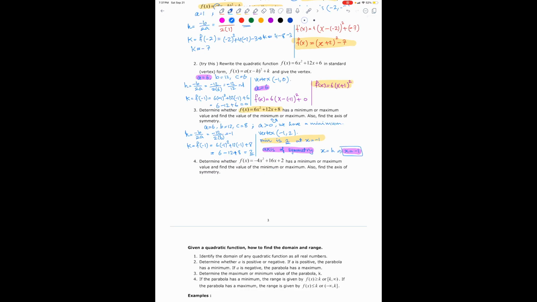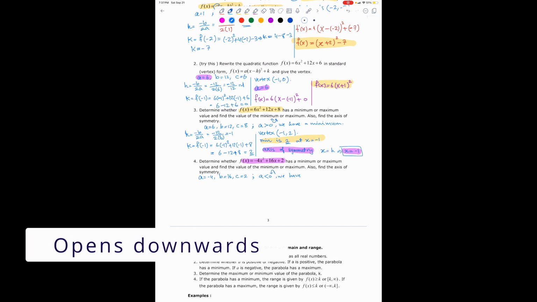Question number 4. Determine whether f of x equals negative 4x squared plus 16x plus 2 has a minimum or a maximum, and find the value of the minimum or maximum. Also find the axis of symmetry. So in this case, here is the equation. I have a equals negative 4, b equals 16, and c is equal to 2.